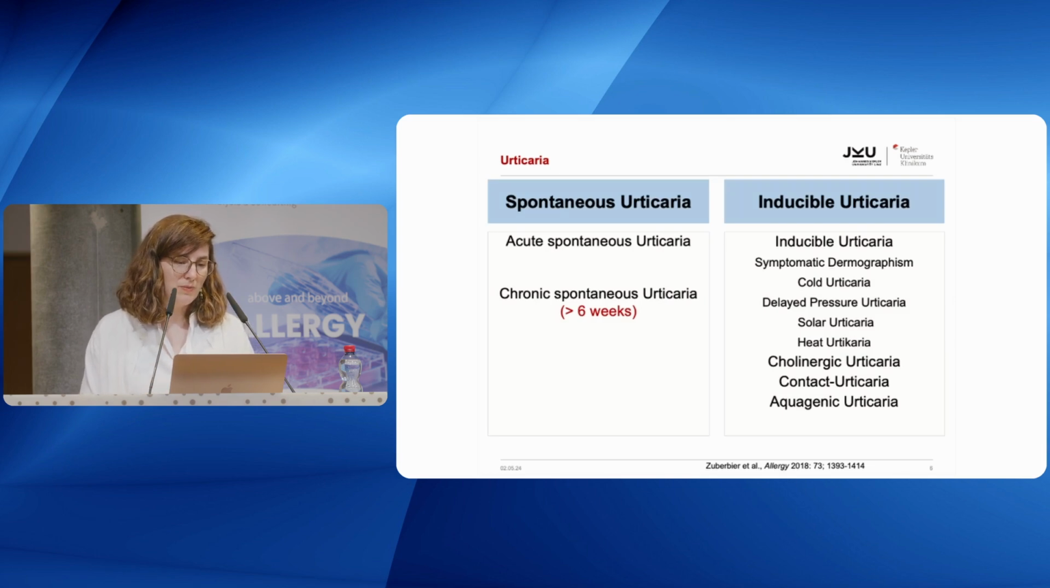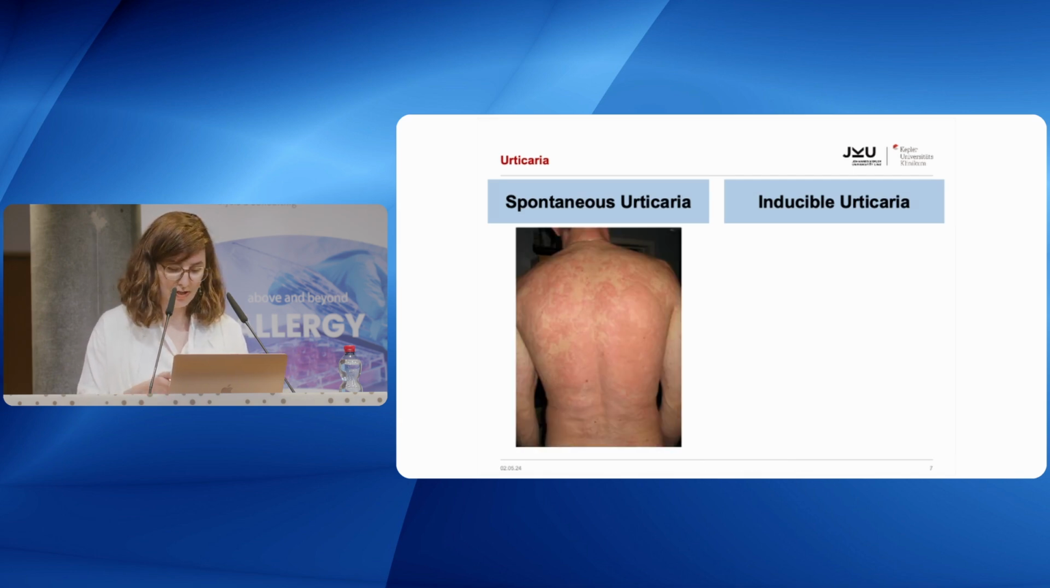So how do we group the different forms of urticaria? There are two big groups. One is the spontaneous forms of urticaria, and the other is the inducible forms, where some physical trigger typically evokes the symptoms. In spontaneous urticaria, there is no trigger visible for the patients, it just comes and goes. And if this lasts for more than 6 weeks, then we say this patient has a chronic urticaria.